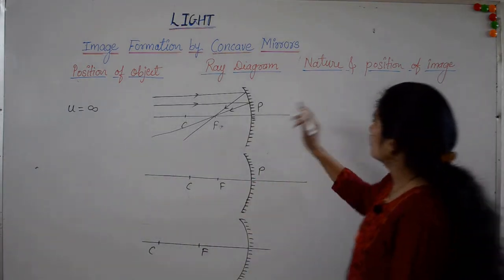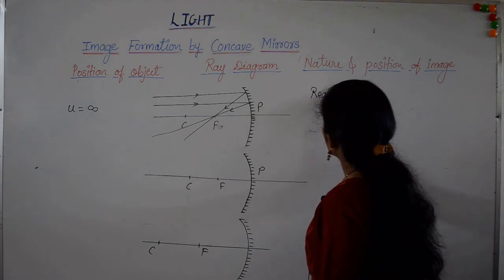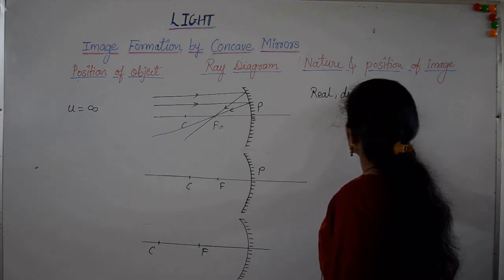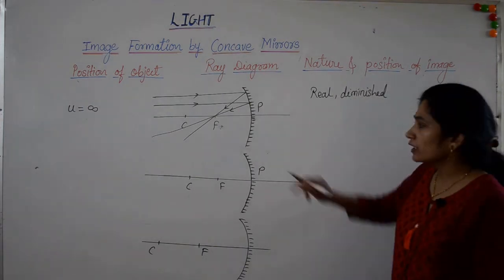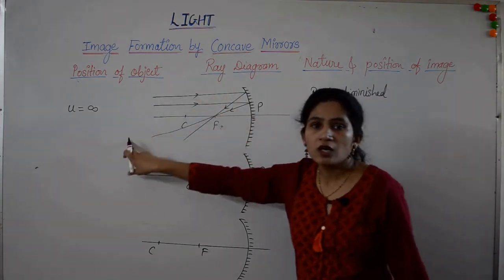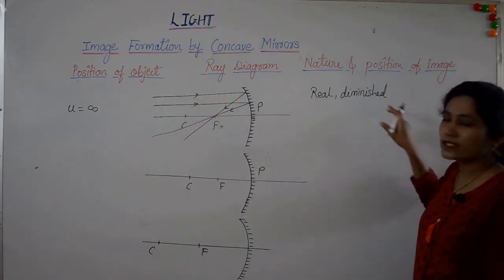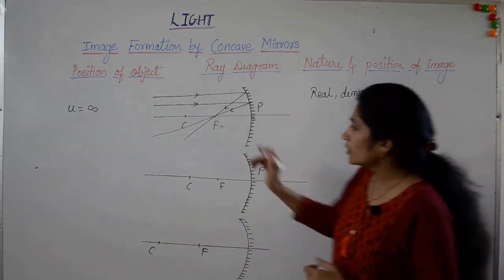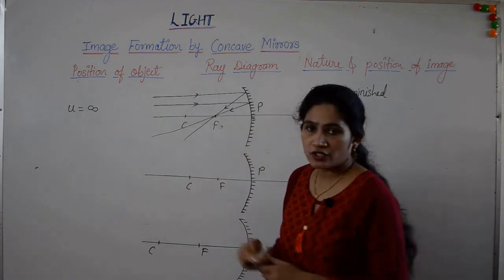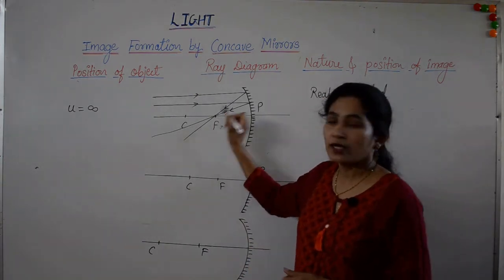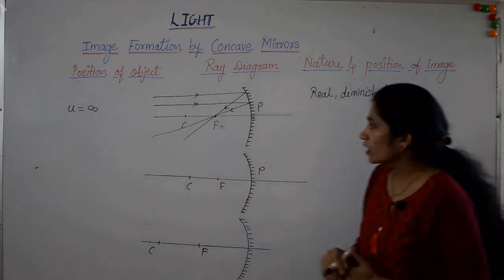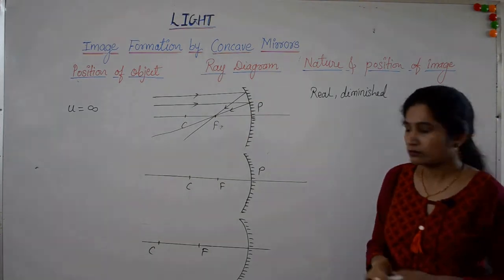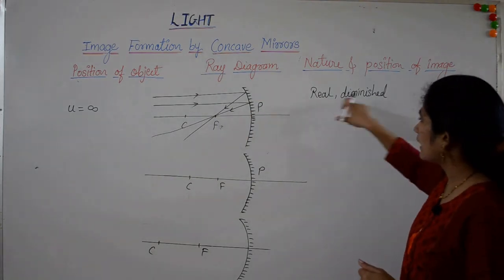What is the nature of the image now? It is real and highly diminished. Diminished means if the image size is very small as compared to the object size, then the image is called diminished, means very small. And real. Now why is the image real? Because the reflected rays directly converge. They directly meet at a point. At this point the image is formed. So you can obtain the image of the sun at the focus by using a concave mirror.